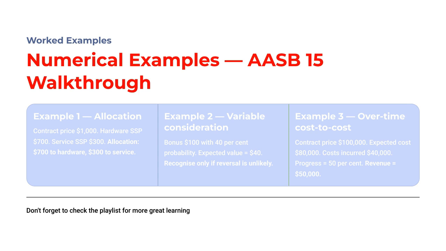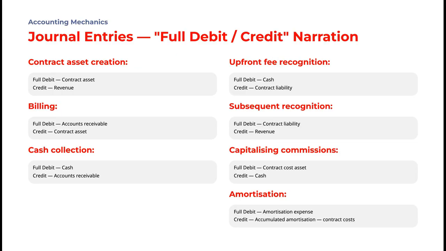Example 3. Over time, cost to cost. Contract price $100,000. Expected cost $80,000. Costs incurred $40,000. Progress equals 50%. Revenue equals $50,000. Journal entries. Contract asset creation: debit contract asset; credit revenue.